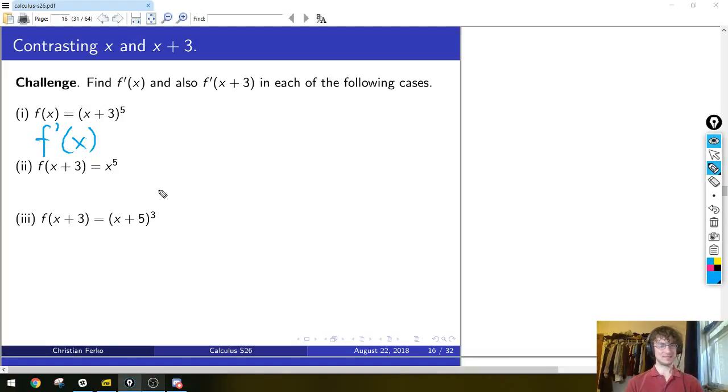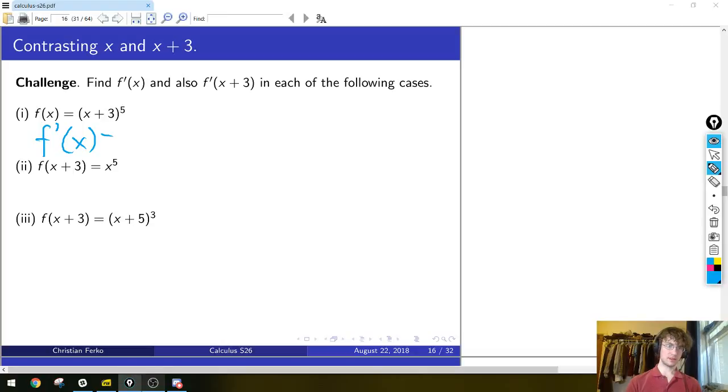Are we still able to place a prime over the entire right side? You mean like this? Yes. I mean, this notation isn't used that much, but I think it's technically correct to put a prime around the whole right side if you remember that this means prime with respect to x. So, yeah, that's fine.